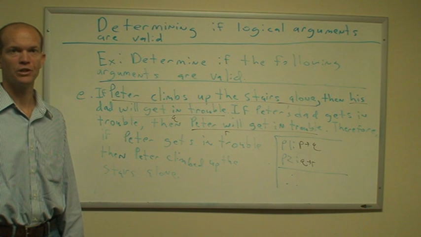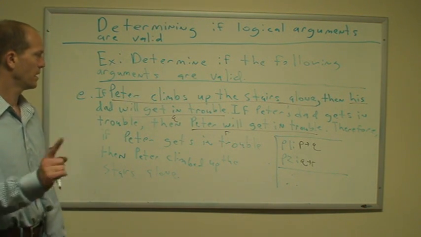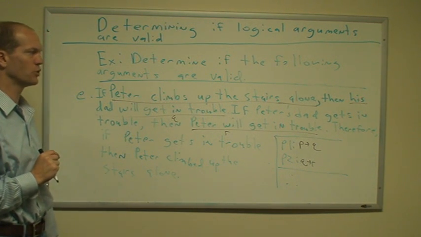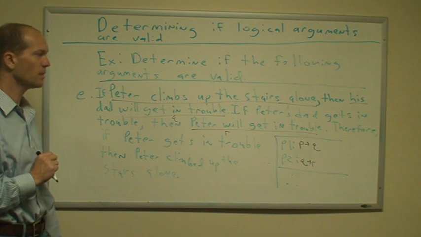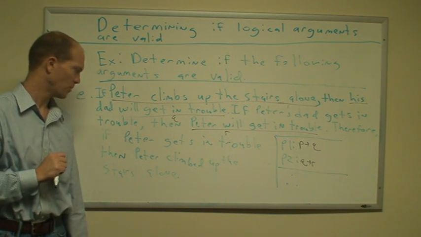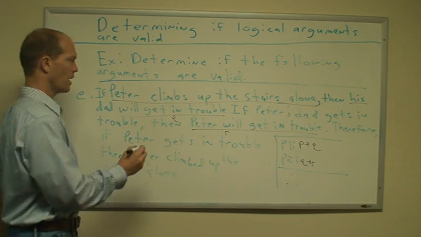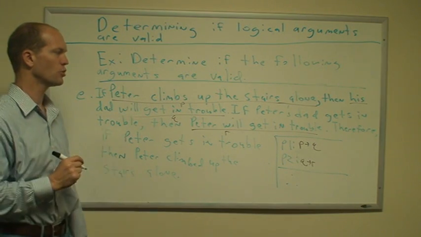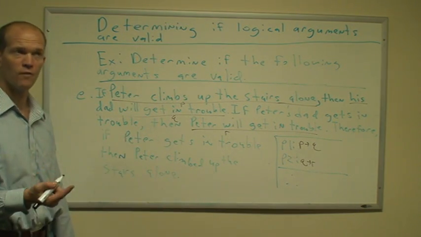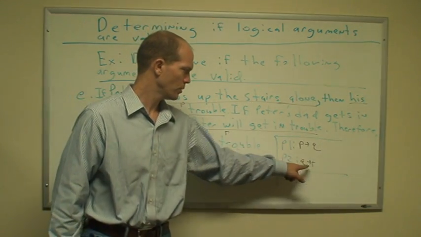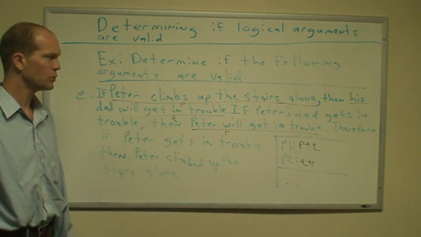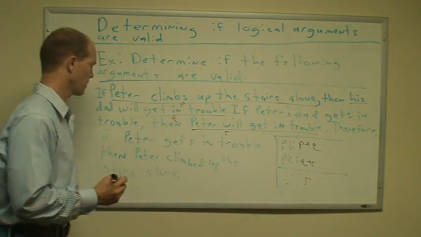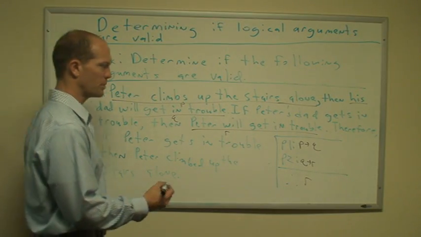This last example shares many similarities with the previous example. Here, the argument reads: if Peter climbs up the stairs alone, then his dad will get in trouble. If Peter's dad gets in trouble, then Peter will get in trouble. Therefore, if Peter gets in trouble, then Peter climbed up the stairs alone. As with the last example, let's take P to be Peter climbs up the stairs alone, Q to be his dad will get in trouble, and R to be Peter will get in trouble. Our first 2 premises are again if P then Q, along with if Q then R. The conclusion, however: if Peter gets in trouble, that's R, then Peter climbed up the stairs alone, that was P.